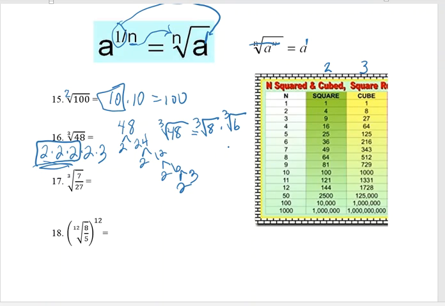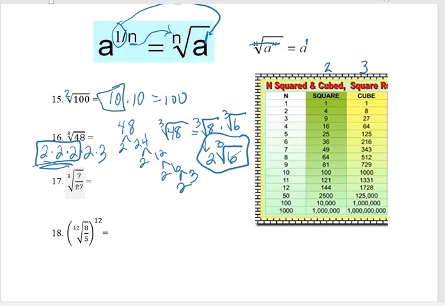Now the cubed root of 8. So I'm going to look down the cubes and I find 8. Cubed root of 8 is 2. So this changes into the number 2. There is no cube for 6, and if I look, there's nothing that would make that happen anyway. So I leave it as the cubed root of 6. So that's as simple as that problem can go.